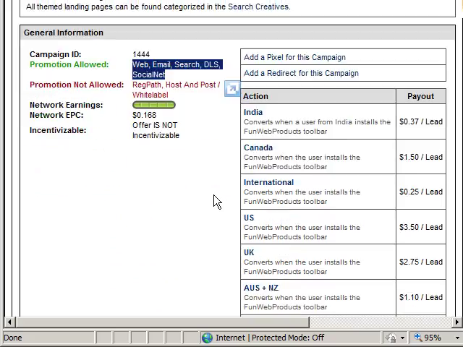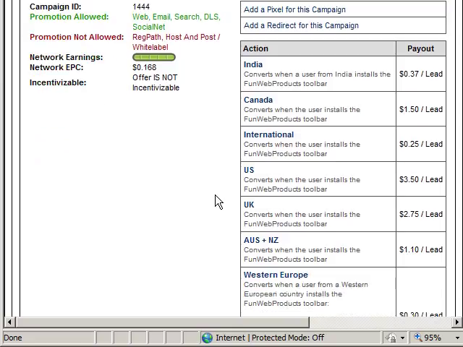Also keep in mind that they do pay per lead in relation to where the lead comes from. For example, if the lead comes from India, the payout per lead is 37 cents. If it's Canada, it's $1.50. If it's UK, it's $2.75, and it converts higher.